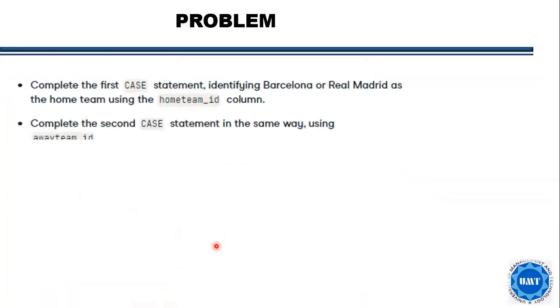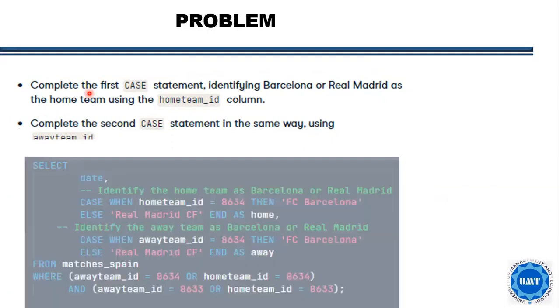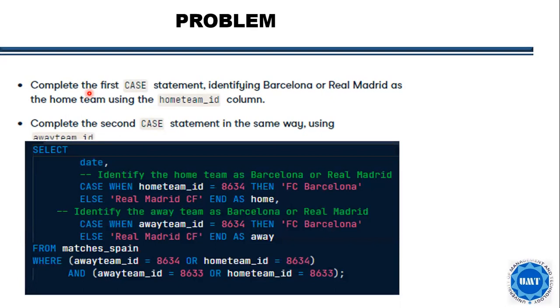So these are the problems that we're going to discuss, and we will write the syntax of this. Here, the problem is: complete the first case statement, identify Barcelona or Real Madrid as a hometown using the home team ID, and complete the second case. So we have to select the date and then identify it by using case statement. Case when home team ID is given, and then else and as. So here we have used case when.